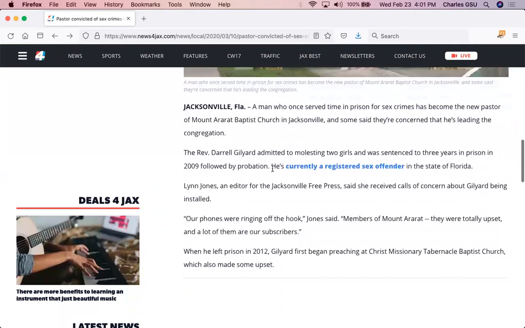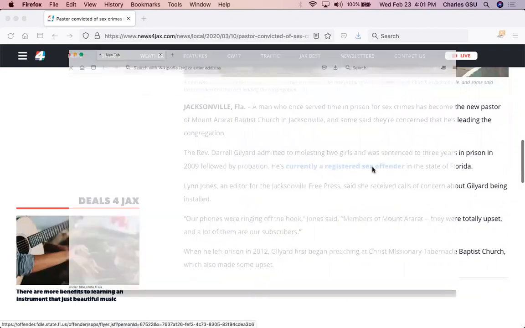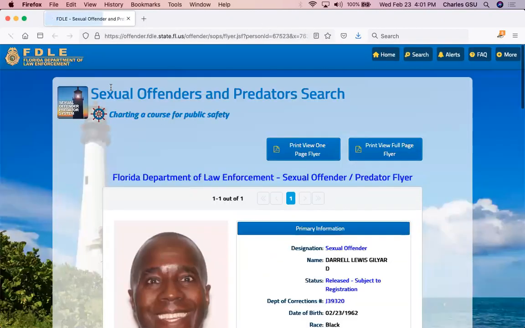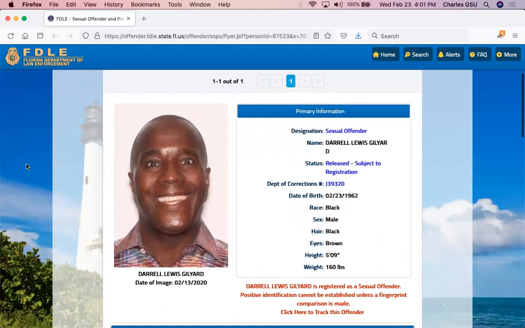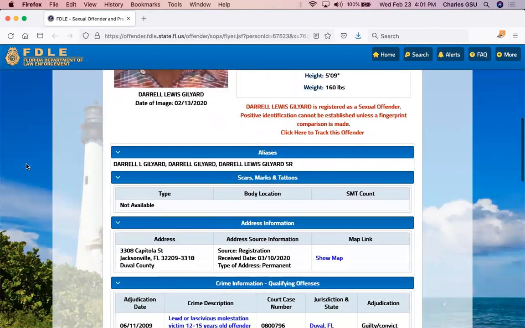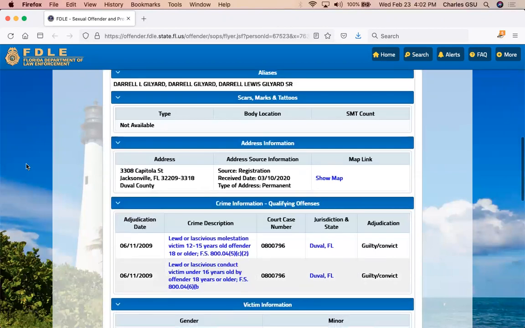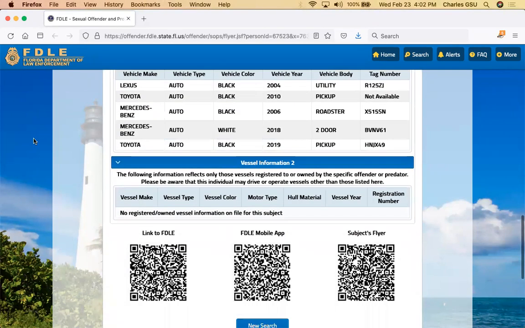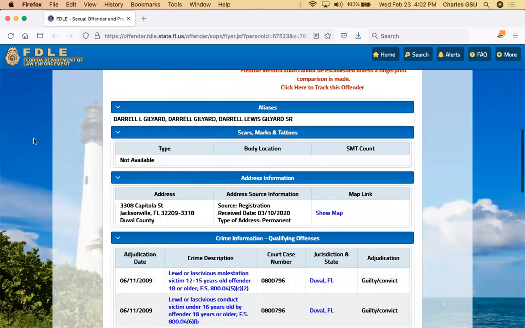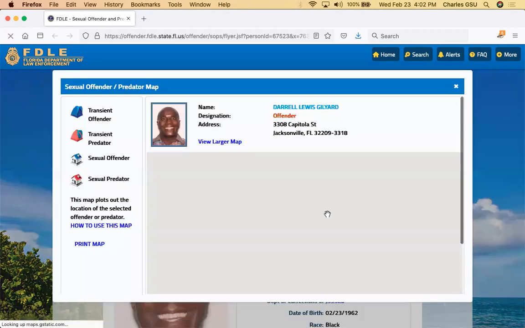And he's currently registered as a sex offender in Florida. Would you want to know that? If you click that link, it should take you to the Florida Department of Law Enforcement, where they keep on file, on record, people who are registered sex offenders, right? And where they live, because they're required to report their whereabouts to federal law enforcement, right? So, right, address, there's the address, and there's a map.